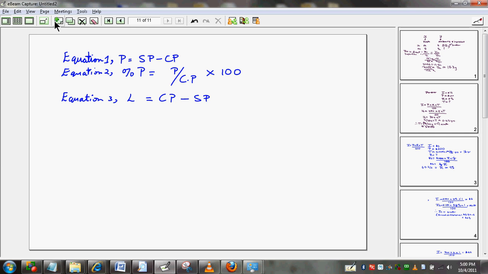And just as in case of a profit, where you can have a percentage profit, you can also have a percentage loss. So a fourth equation, in that context, equation 4, will be percentage loss. Percentage loss would be equal to the loss divided by the cost price multiplied by 100.